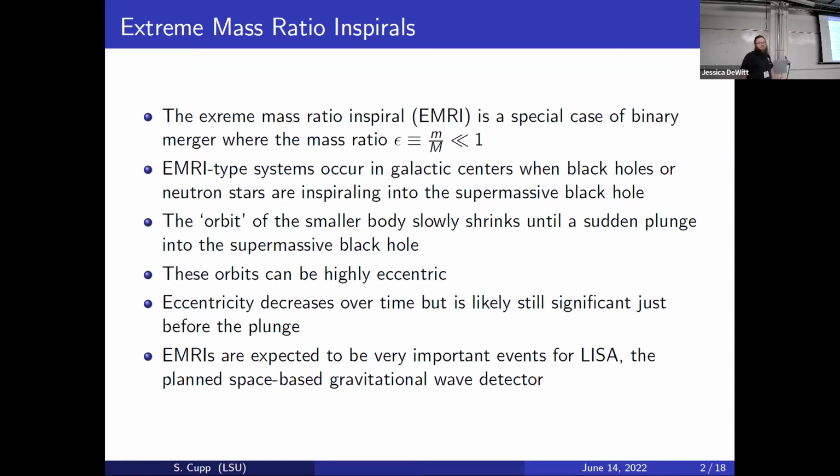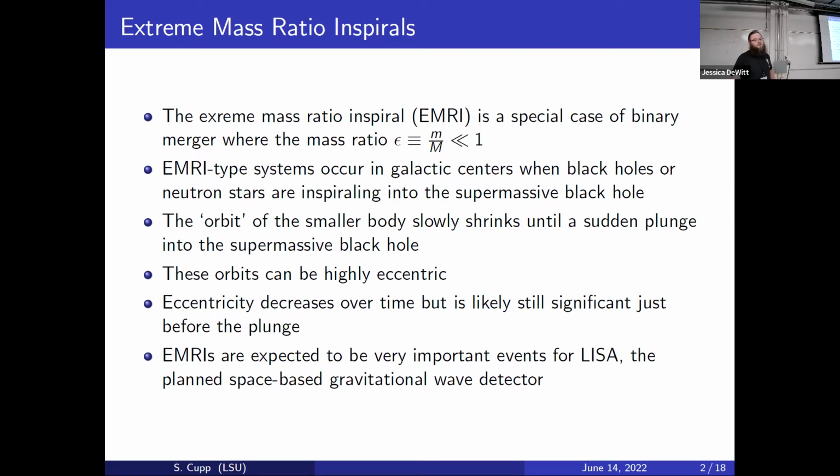So EMRIs are a special case of binary mergers where the mass ratio epsilon is much less than 1. Generally, this will make sense later, we refer to it as having a very small mass ratio. Some people tend to refer to extreme mass ratio inspirals as having a very high mass ratio. It just depends on which way you're putting that fraction, right? But it's the same thing.